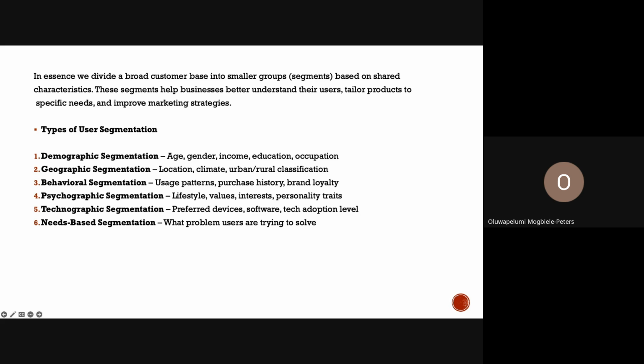Demographic. You can segment people by age, gender, income, education level, or by what they do. I just gave an example of geographic segmentation now. Lagos, using the state where you are based, or wherever you live, you have the geographic segments, by location, climate, people that live in colder regions versus drier regions, urban or rural classifications. Then behavioral segmentation: usage patterns, purchase history, brand loyalty.